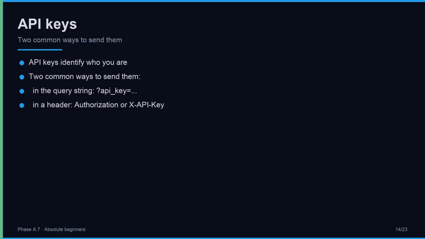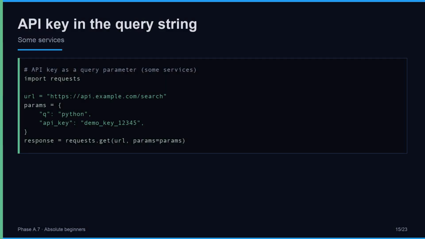Many services use API keys instead of full tokens. An API key is a simple secret string that identifies your account. Services accept the key in two common places. Some want it as a query parameter, api_key equals your key. Some want it in a header, often authorization or a custom header like x-api-key. Always read the service documentation. Sending the key in the wrong place means a failed request. Keys identify you.